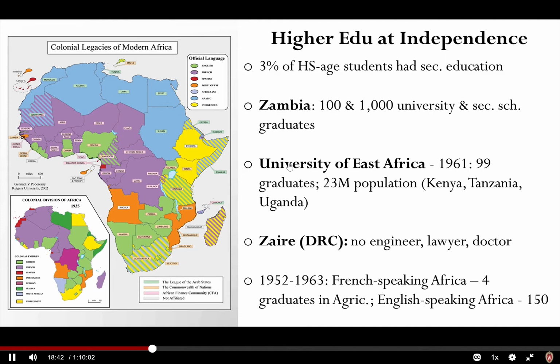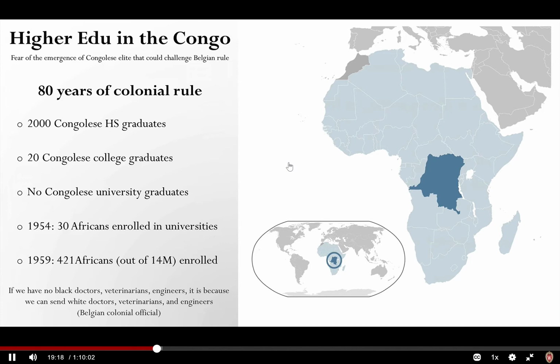This is important because, as I'm going to show you in a little bit, the situation we see in a lot of the African countries needs to be talked about in relation to this history. In the whole of French-speaking Africa, there were 4 graduates in agriculture, right? In English-speaking Africa, there were about 150 between that period, 1952 to 1962. This is critical when we think about the case study I'm going to give you here for the Congo, but also for Malawi. In the case of the DRC, after 8 years of colonial rule, the numbers that I have here on the screen tell a story about education not being a priority of the colonial masters in the Democratic Republic of the Congo.